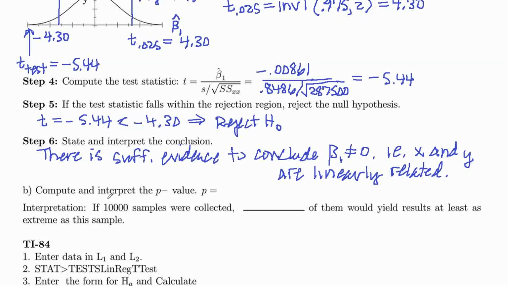Part B, we want to compute and interpret our p-value. So the p-value is the area past the test statistic here. And since this is a two-tailed test, we have to multiply that area by 2. So this is going to be 2 times TCDF. And then the area past negative 5.44. So the left-hand cutoff would be negative infinity. We'll use negative 10,000. Right-hand cutoff, negative 5.44. And degrees of freedom are 2.